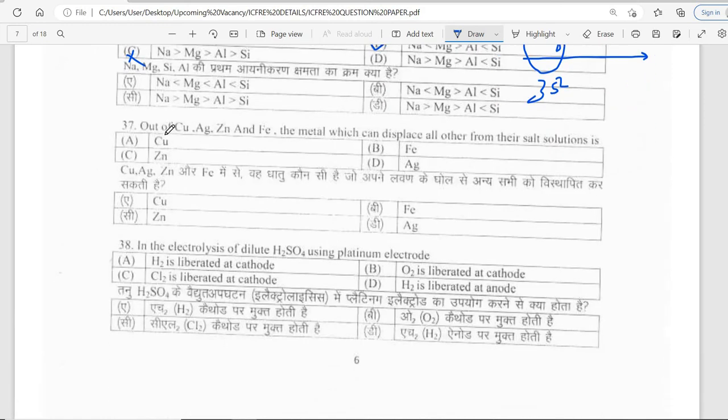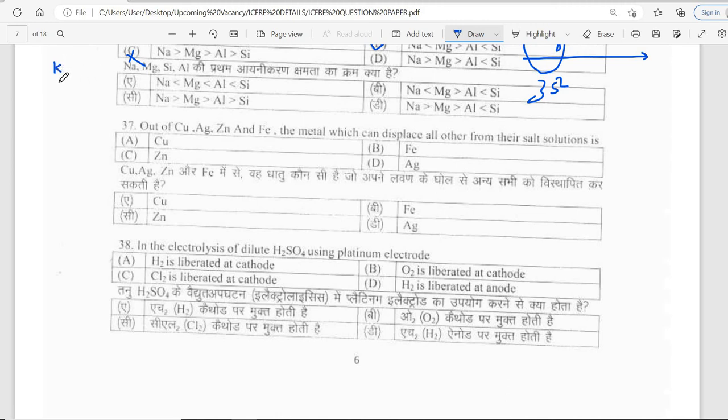Okay, so out of copper, zinc, Ag and iron, which metal can displace all others from their salt solution? For that we have to know the reactivity series of the metals that we read in class 9 or 10. So it's a very basic concept. In that case I have to write down the reactivity series one by one. So which one is more reactive?